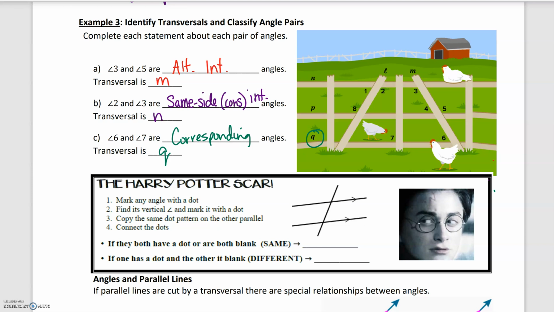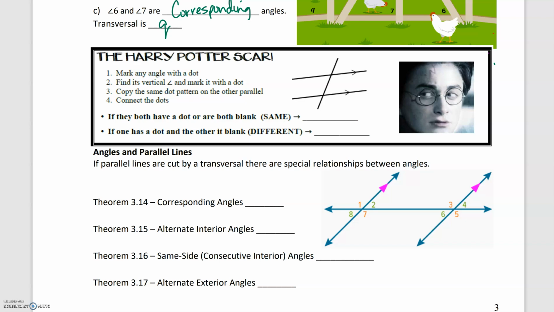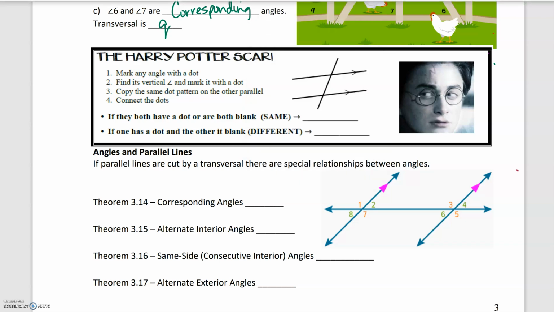So now we're going to look at the relationship that those angles have when those lines are parallel. They are either going to be congruent or supplementary. So either the same or they're going to be different. So Harry Potter helps us figure that out. And so we're going to mark any angle with a dot. I'm just going to go ahead and put a dot on there. And then I'm going to find its vertical angle.